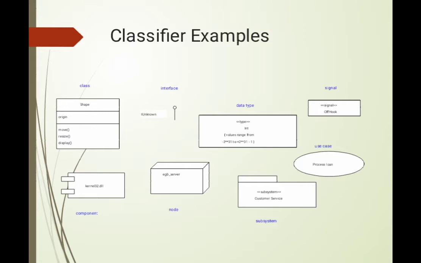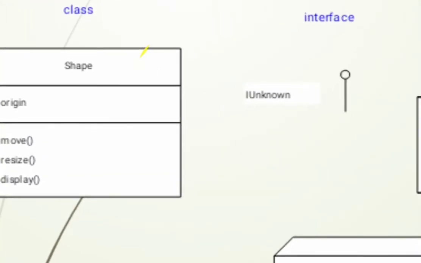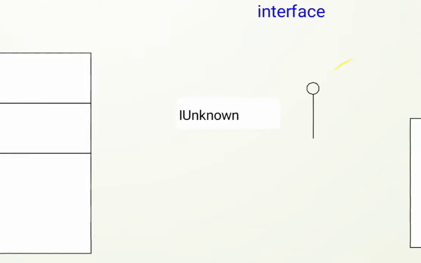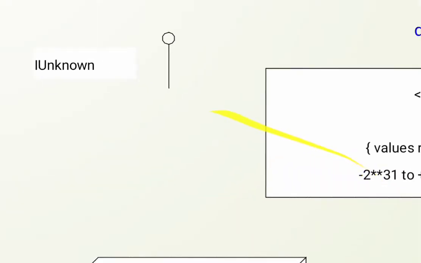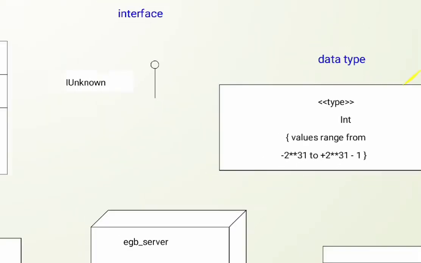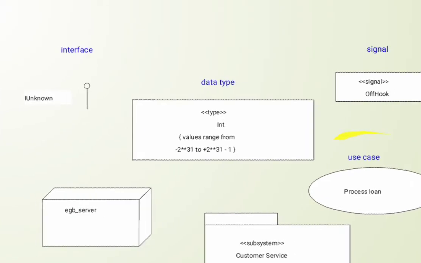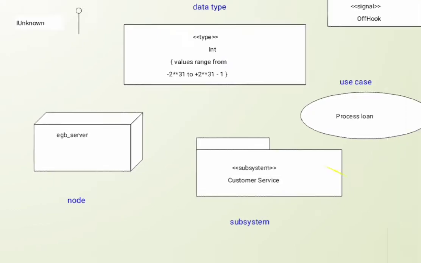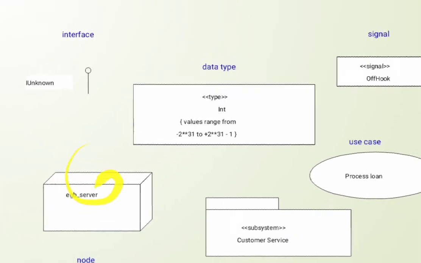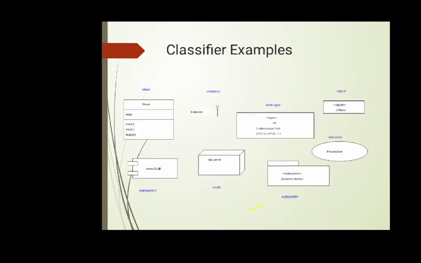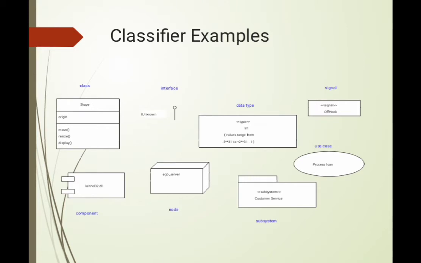There are some classifiers, like class having this symbol with three compartments, that is class name, attributes as well as method name, and the interface has this symbol. Then data type is included in a stereotype, that is double angular bracket. This is the symbol for data type. Then signals can be written in this way. Use cases are written like this. Subsystems are in this form. Then there is a node and component. These all are the symbols included in advanced structural modeling.